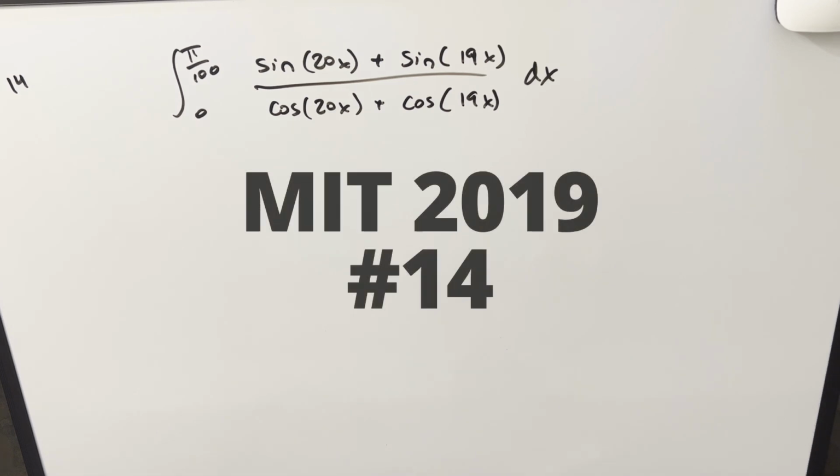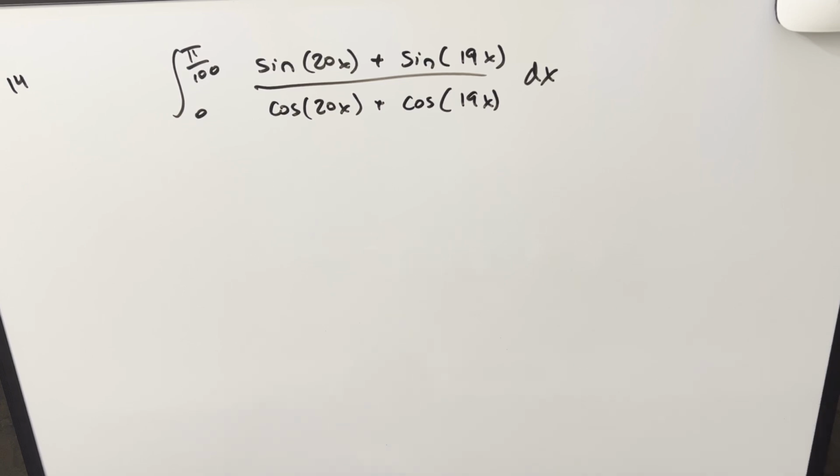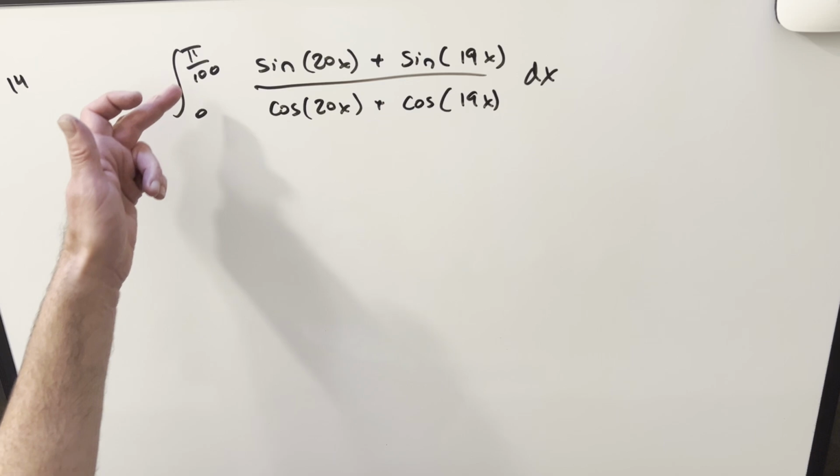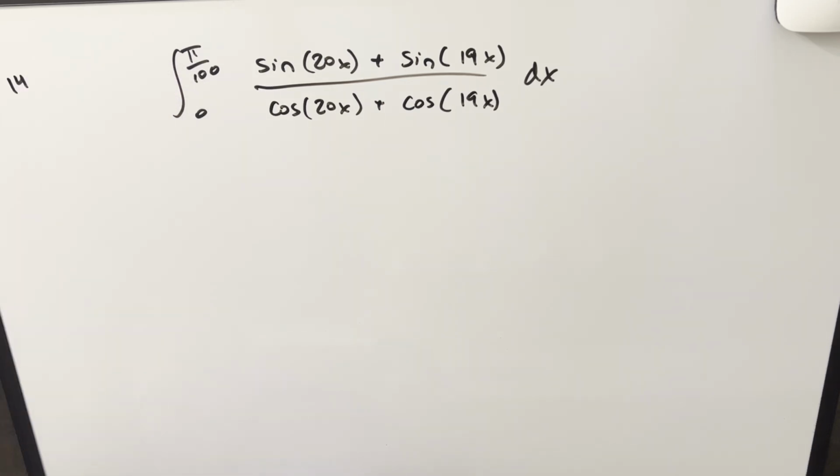Okay, we have an interesting integral from the MIT Integration Bee 2019, problem 14. We have the integral from 0 to pi over 100 of (sine 20x plus sine 19x) over (cosine 20x plus cosine 19x) dx. First, this one looks pretty intimidating, especially with the upper bound pi over 100. It's not clear what we can do with that.